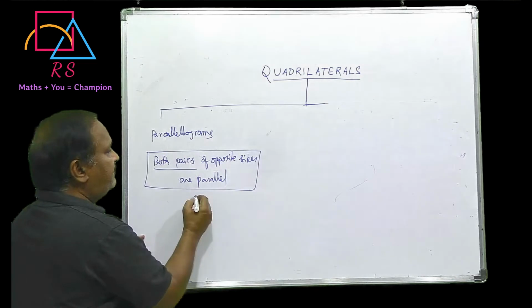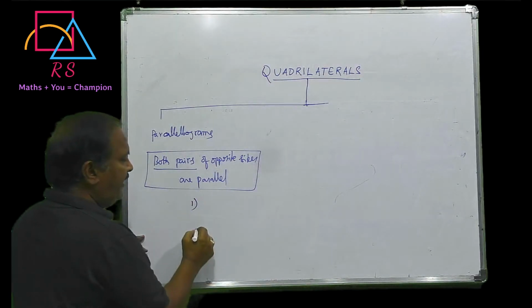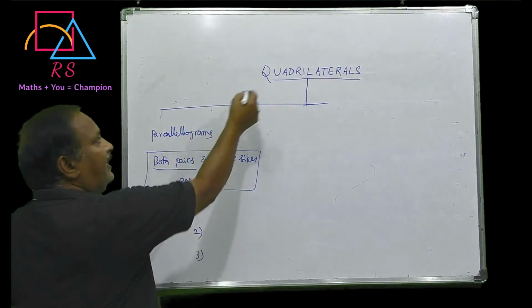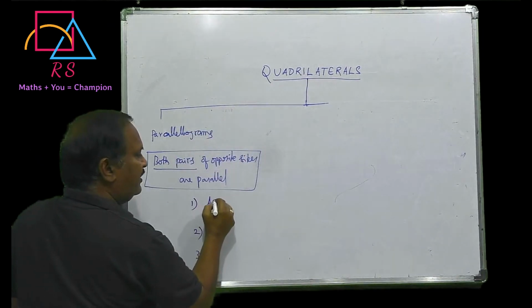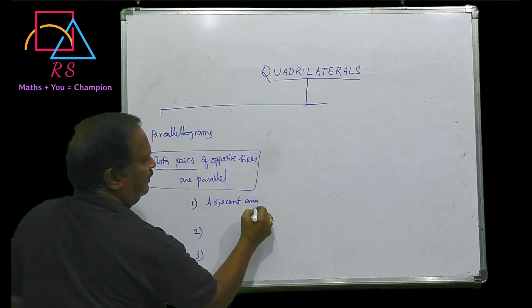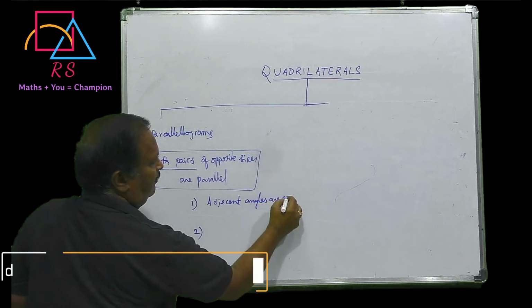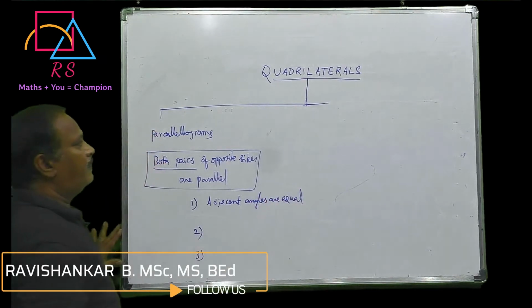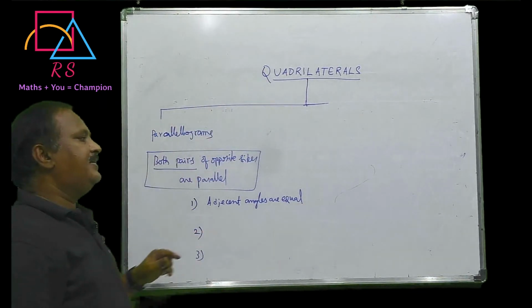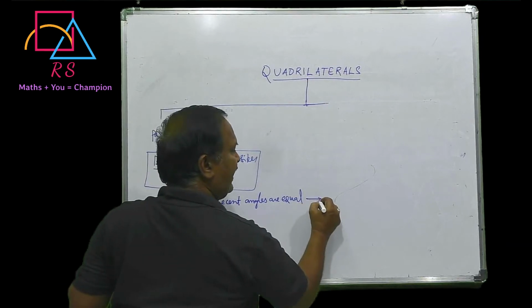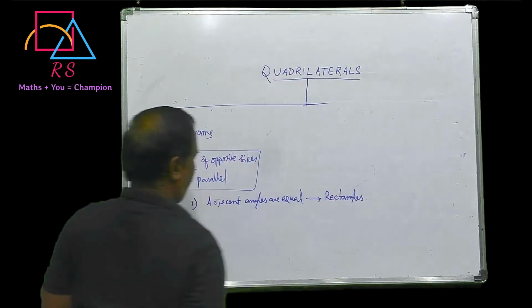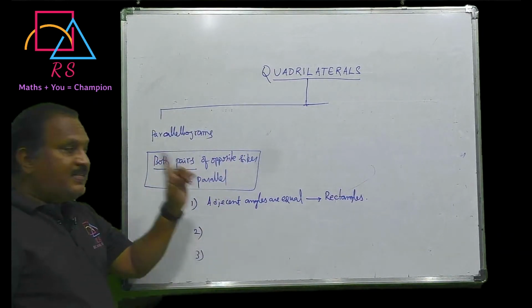Now, the first type of parallelogram, I will be writing here first type, second type and third type. A quadrilateral is a parallelogram in which adjacent angles are equal. This is one. A quadrilateral is a parallelogram in which adjacent angles are equal. We call this a rectangle. So adjacent angles are equal.